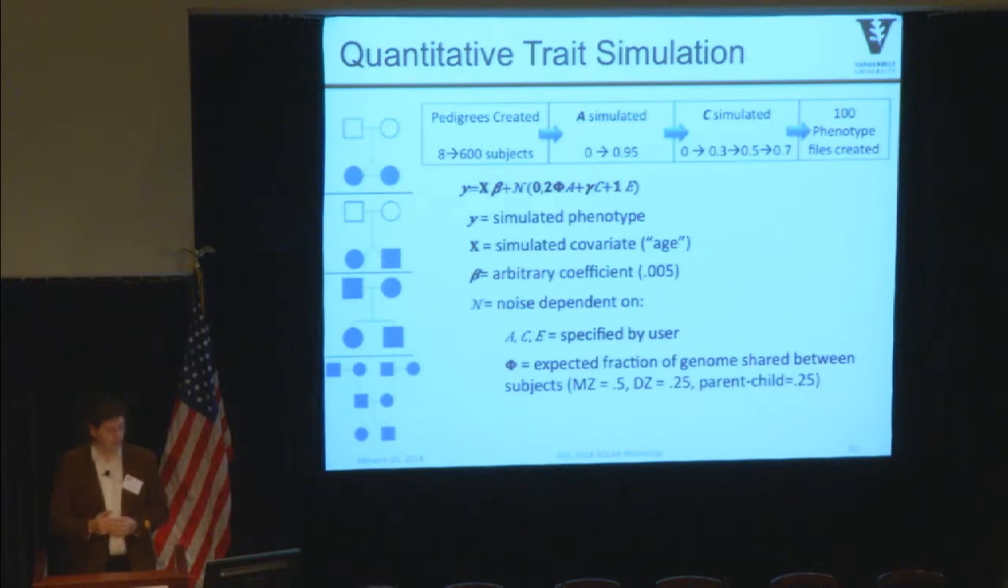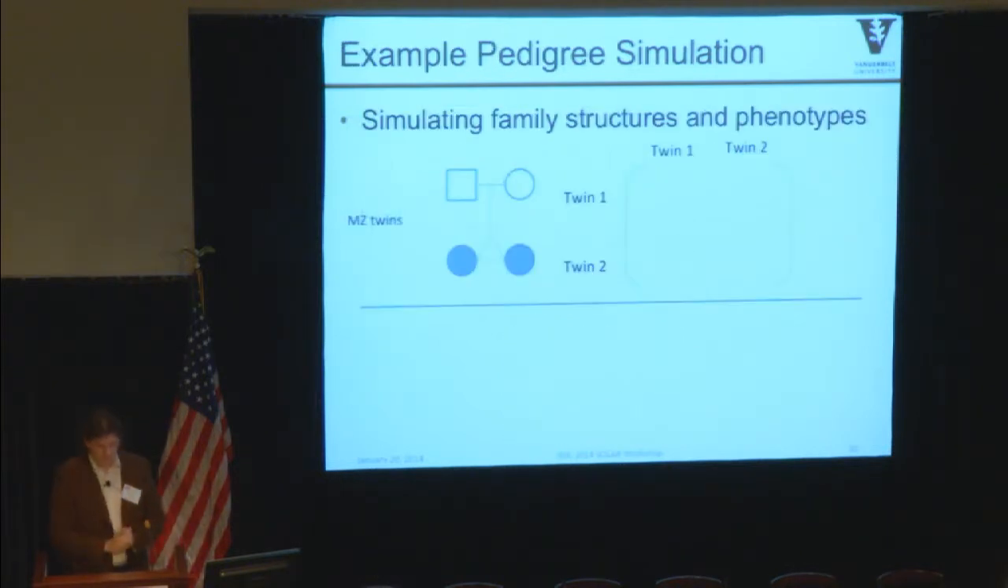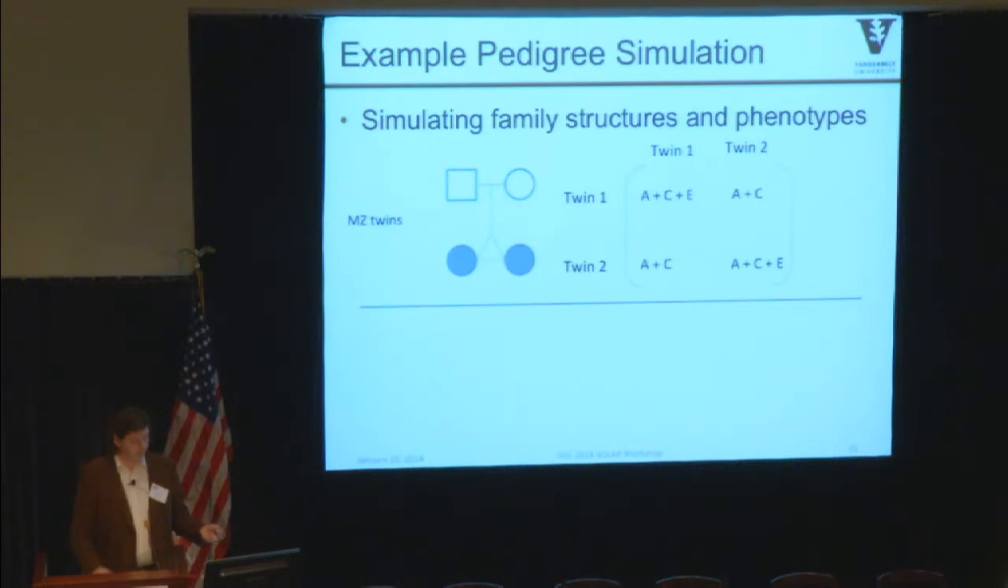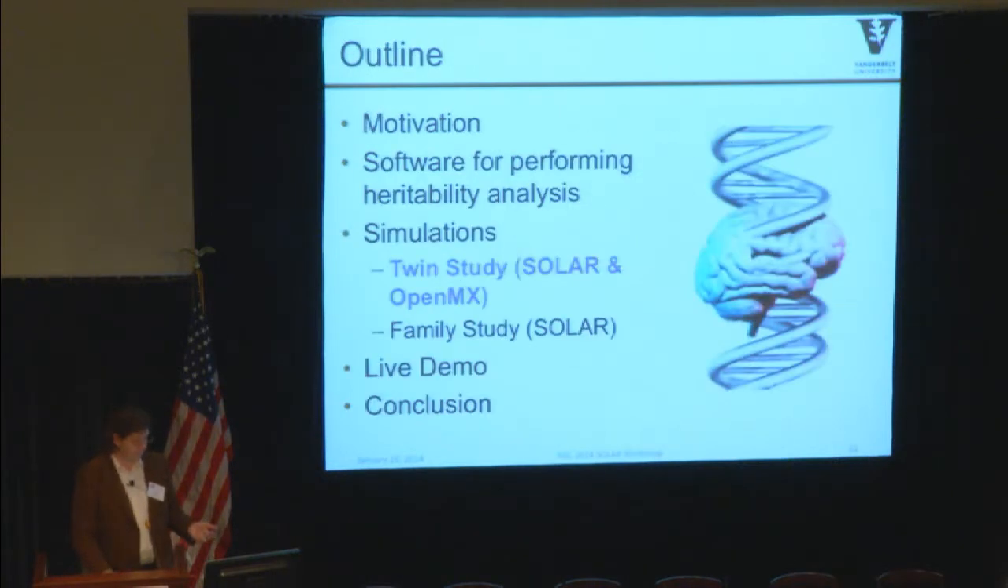Phi is the kinship matrix, where monozygotic are a half, dizygotic are a quarter, parent-child a quarter, et cetera, et cetera. And gamma is the assumed common environment between the relationships. So if you're in the same household, it's 1, and it's 0 if you're not growing up in the same household. So we did this, and here's an example of what happens. The covariance matrix is ACE between themselves, so it's degree of variance, and A and C.